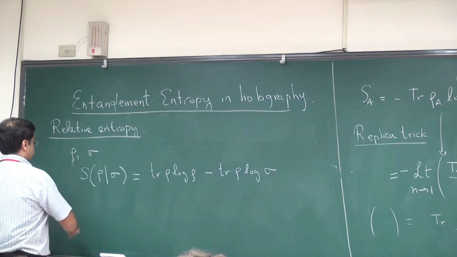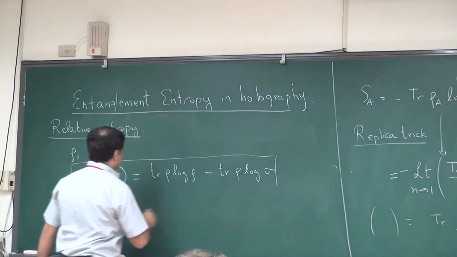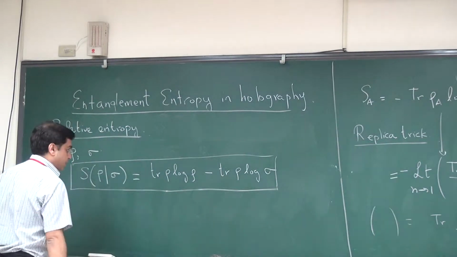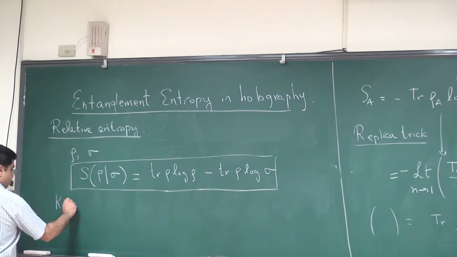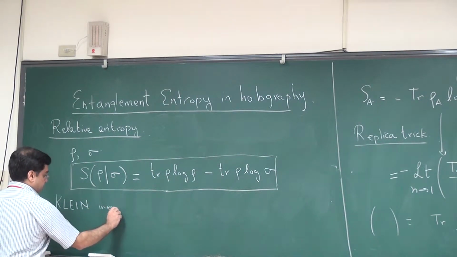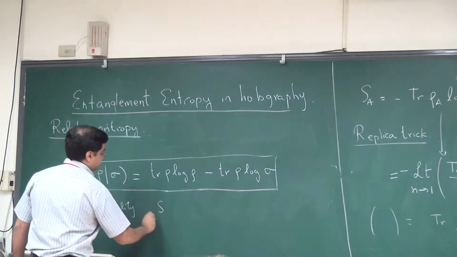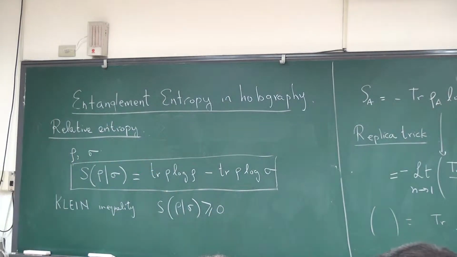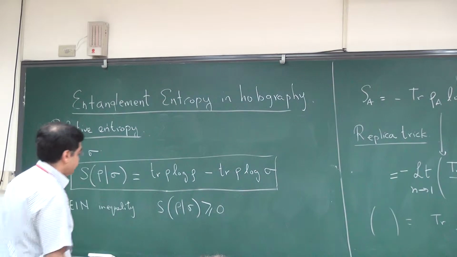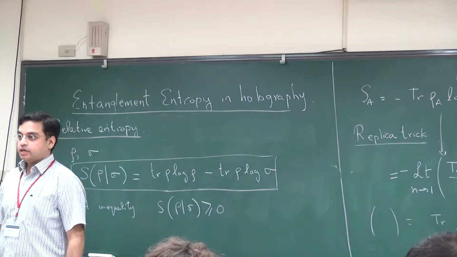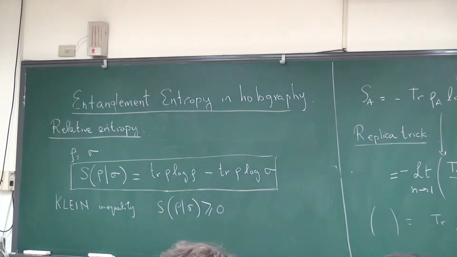This is the definition of relative entropy. And in tomorrow's lecture, I will give you examples of how to check the following. There is a famous inequality which I'm going to show you how to derive in a bit. It's called the Klein inequality, which says that this is greater than or equal to 0. In some sense, because it's positive, it gives us a measure of how far the state sigma is from the state rho. It's not really a metric because it's not symmetric under the interchange of rho and sigma, but it does give us a measure of some kind.